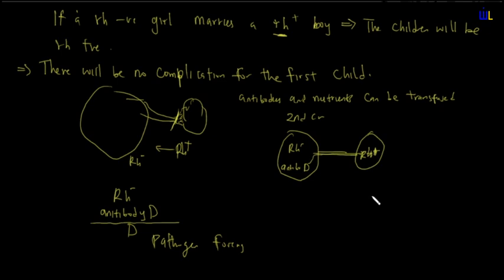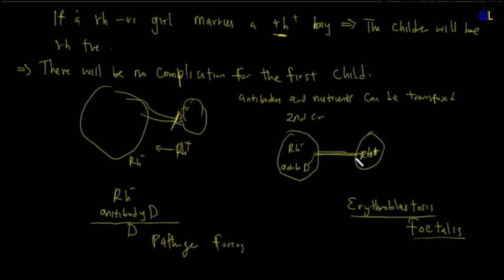Hence, this is what we refer to as erythroblastosis fetalis. What did I call this? Erythroblastosis fetalis. So it is basically where you have excessive killing of the blood cells of the fetus.